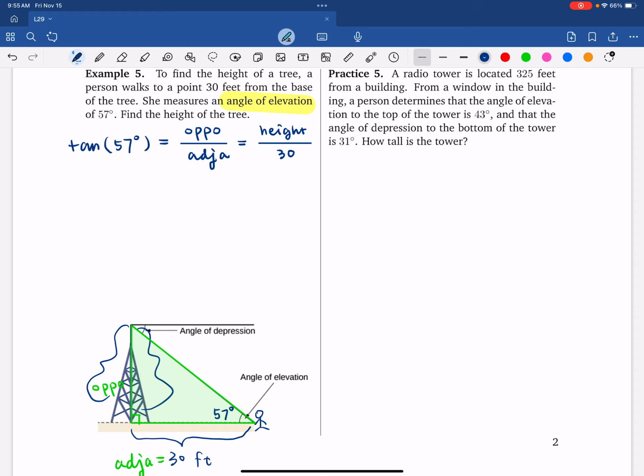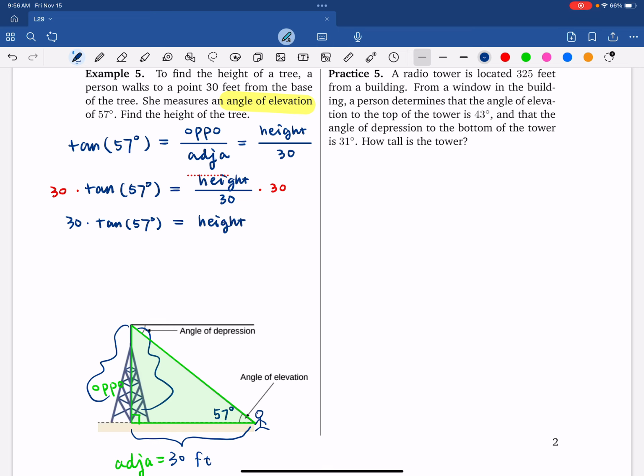So we have this equation, not function, sorry. It's basically saying that tangent of 57 degrees equals height of the tree divided by 30. And then to get height, we multiply both sides by 30. And then you obtain that 30 times tangent of 57 is the height of the tree.